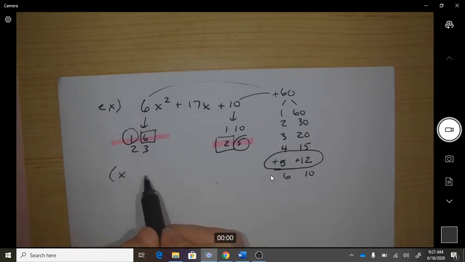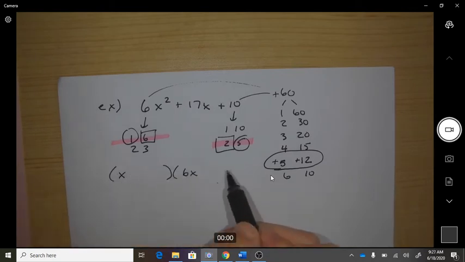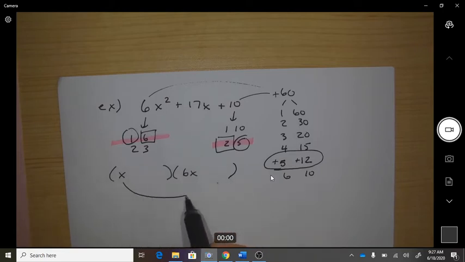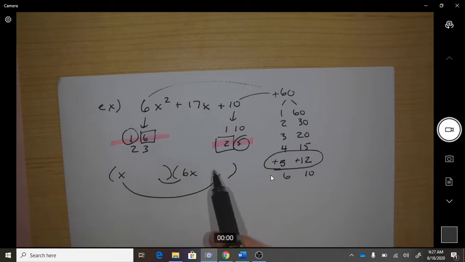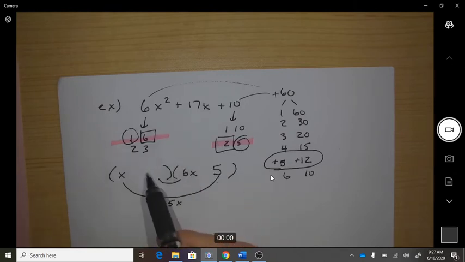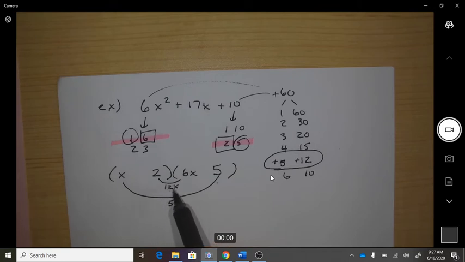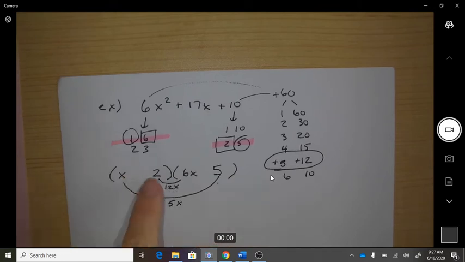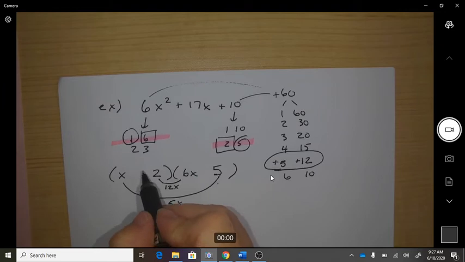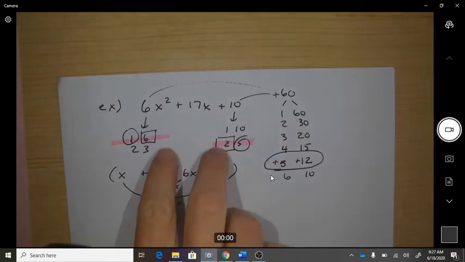Okay, so 1x and 6x. I'm pairing the outside and inside of the FOIL. So the 1 is with the 5. So there's my 5x. And the 6 is with my 2 for 12x. So there's my 17x. There's my 6x squared. And in the last, there's my 10.